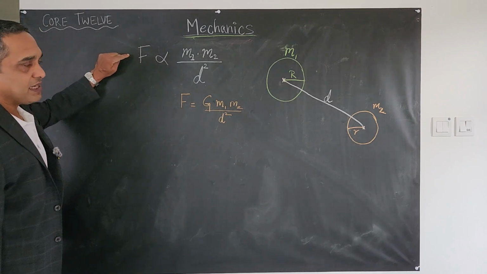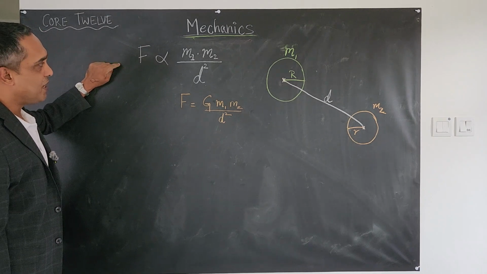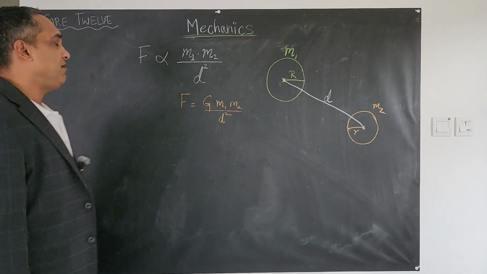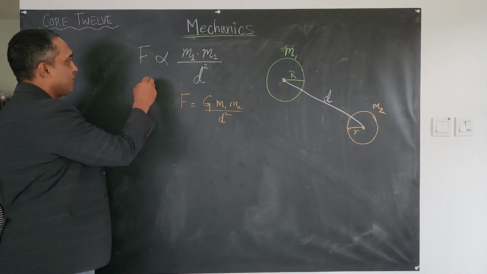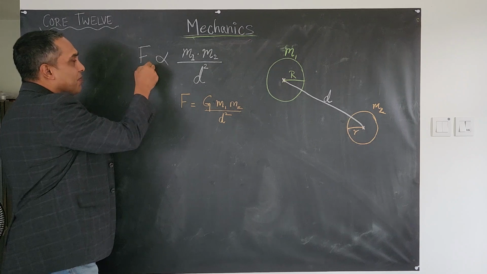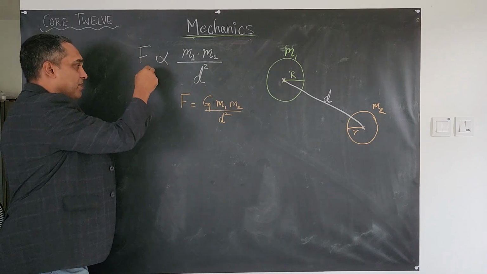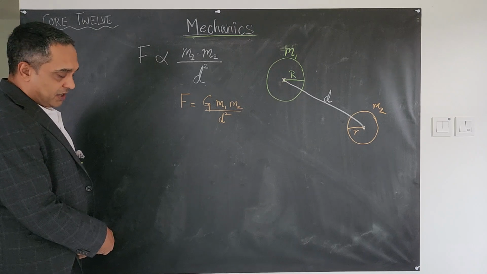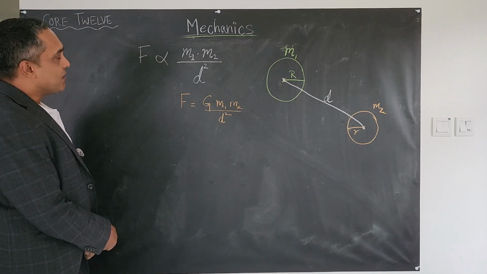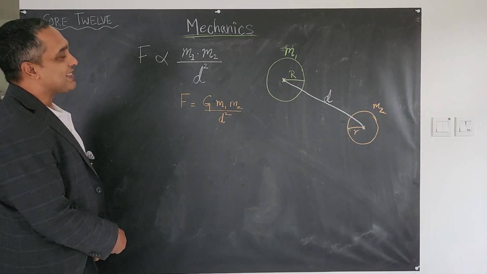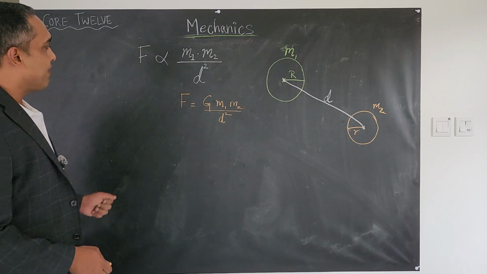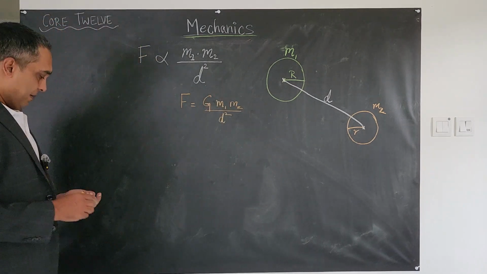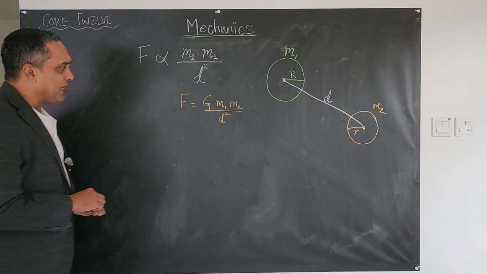This relationship is Newton's law of gravitation, and you know how to state it. It states that the gravitational force, which some people write as F with a subscript G, is directly proportional to the product of the masses, and inversely proportional to the square of the distance between the centers of mass. Be very, very clear: center of masses. Do not forget that.